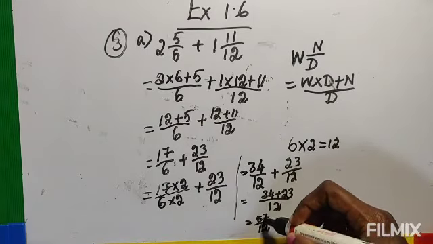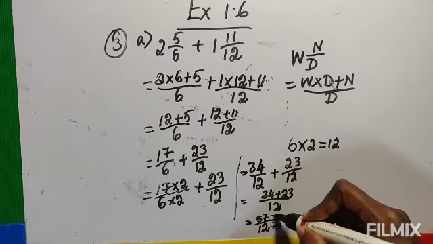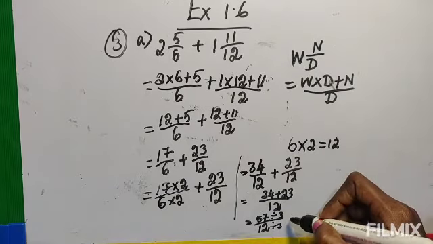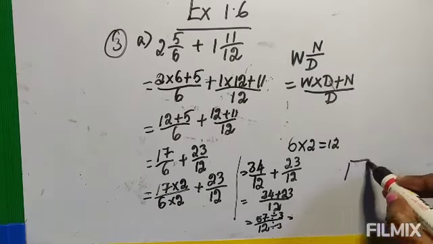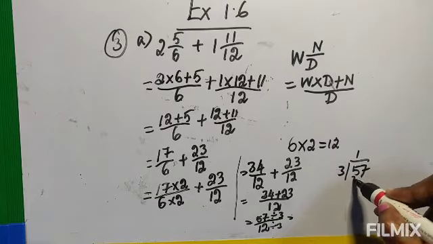So 57 can be divided by 3, and 12 also can be divided by 3. So you can divide by 3 and reduce it to the lowest term. There only you can finish the answer. If we divide, it will take time, so I am not dividing. Like this way you can divide.